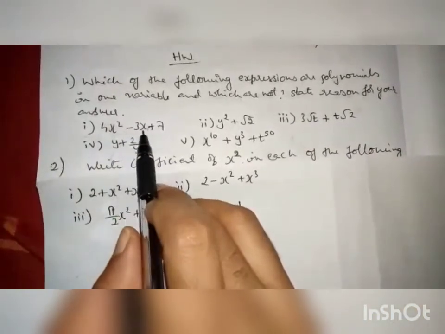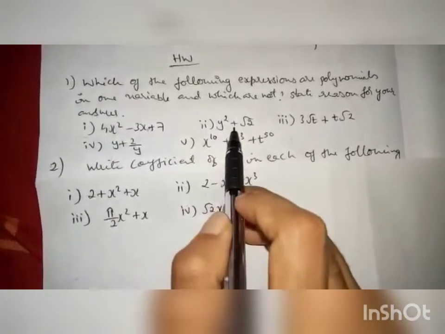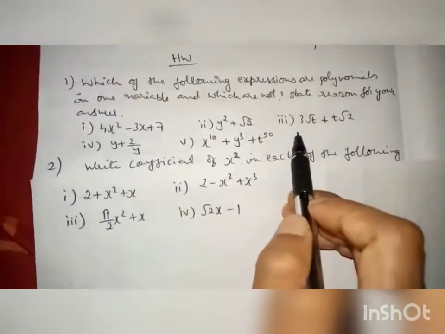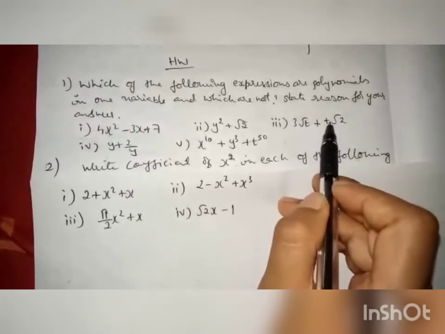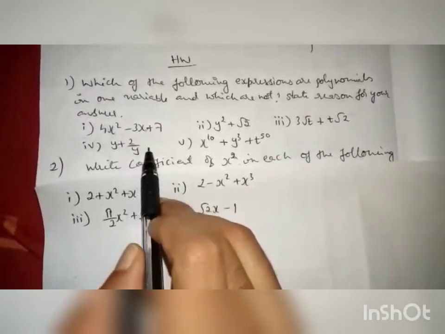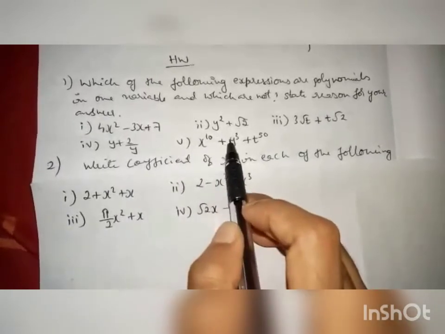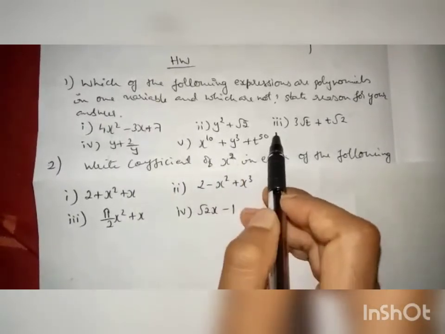First one, 4x square minus 3x plus 1. Second one, y square plus square root of 2. Third one, 3 root t plus 2 t square root of 2. Fourth one, y plus 2 by y. Fifth one, x power 10 plus y cube plus t power 50.